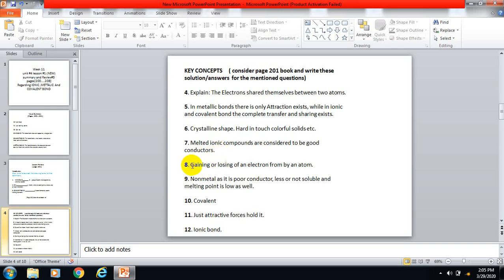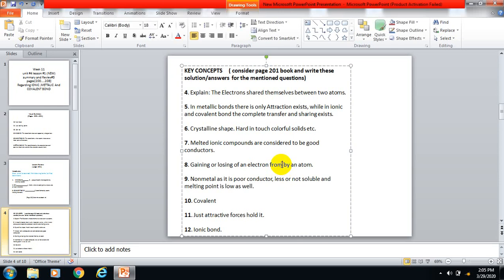Now look at the 8th option. For the 8th, identify what an ion is. Look, this is the answer: gaining or losing of an electron by an atom. So we call them what? Ion.